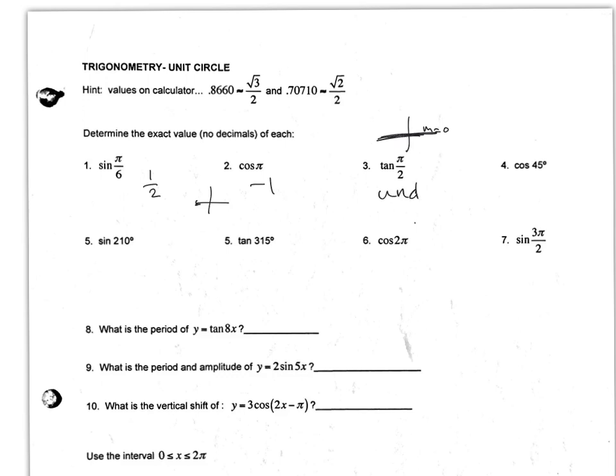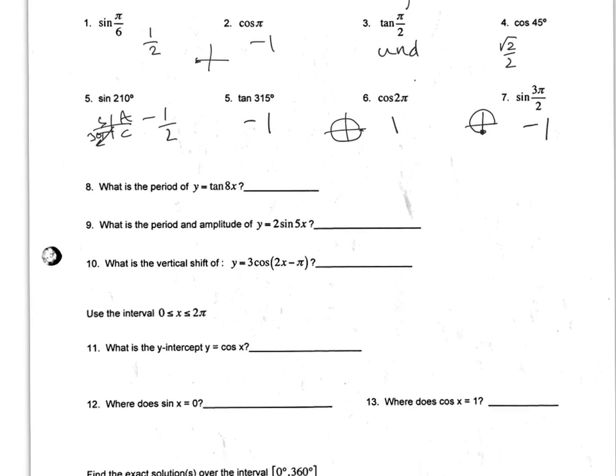Cosine of 45, that's first quadrant, so that's radical 2 over 2. Sine of 210, down here in the third quadrant, 30 degrees is the reference angle, so it'll be -1/2. Tangent of 315, this one is -1. Cosine of 2 pi, remember 2 pi is all the way around, so the cosine is 1. The sine of 3 pi over 2, 3 pi over 2 is this one, and that is -1.